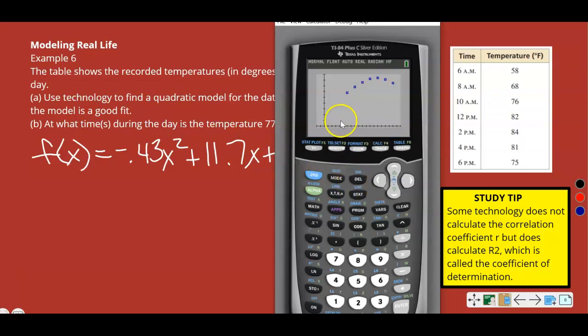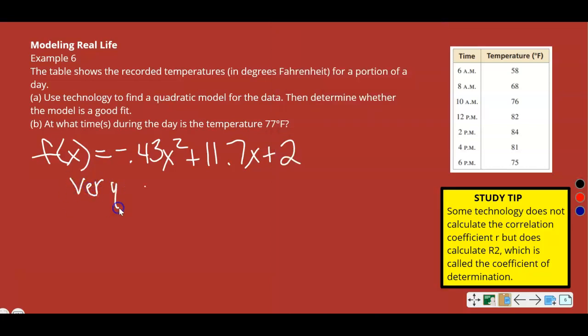So if we went to our function and it said 0.99, so our R was 0.99, or R squared. I can't remember which one it had. Let's see. Let's go to stat, calculate 5. All right, so it had R squared equals 0.99. The closer this is to 1, the better model it is. So this is a very good fit.